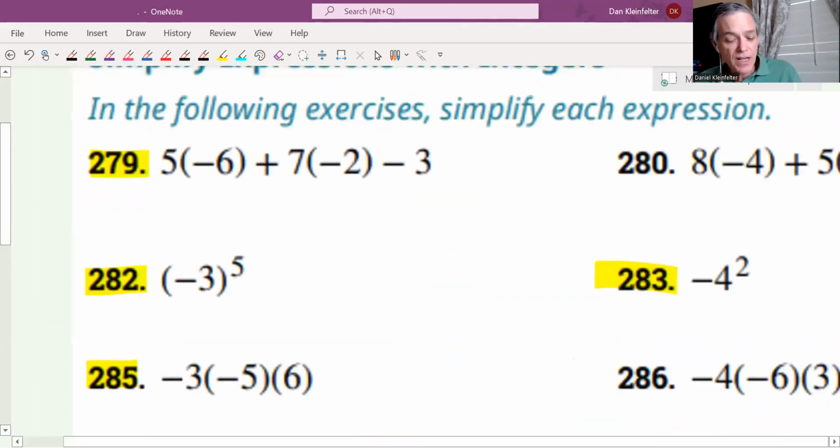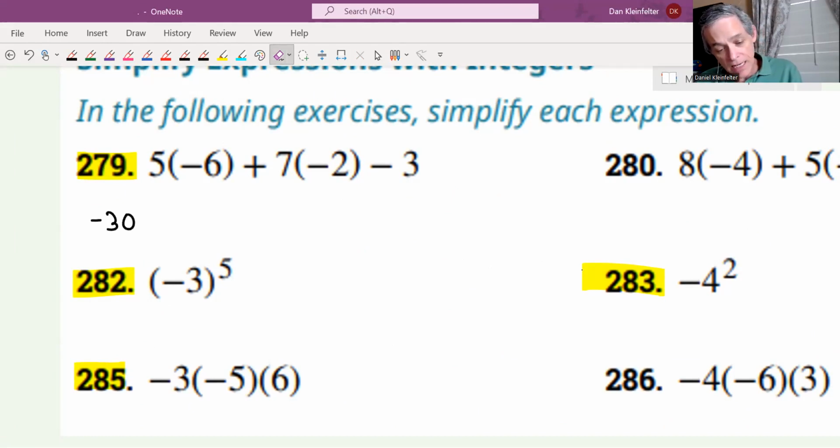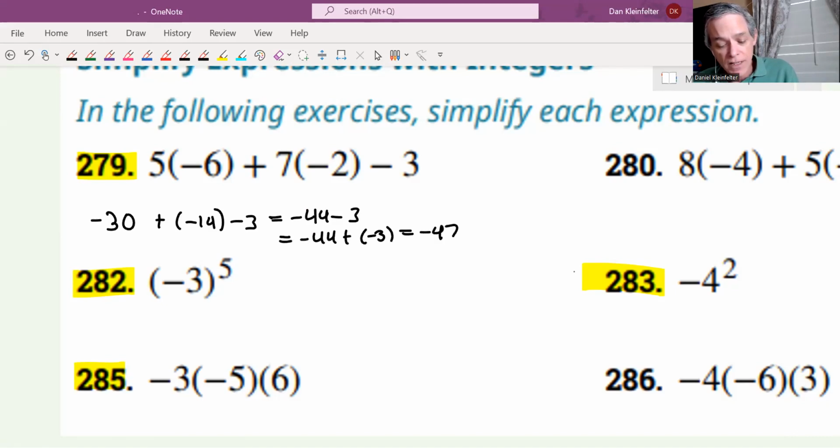So here for 279 first, we have a product plus some other product minus a number. So we're going to do the multiplications first. 5 times negative 6 is negative 30. And then we're going to add on to that 7 times negative 2, which is negative 14. Okay, so now the multiplication is done, and so we'll have negative 30 plus negative 14. Now we are adding two negative numbers, so we're going to get a negative answer. That's negative 44 minus 3. Negative 44 plus negative 3 is negative 47.